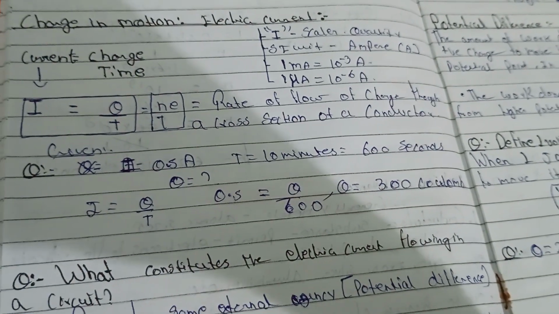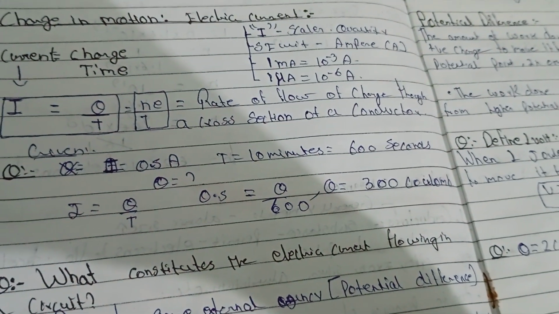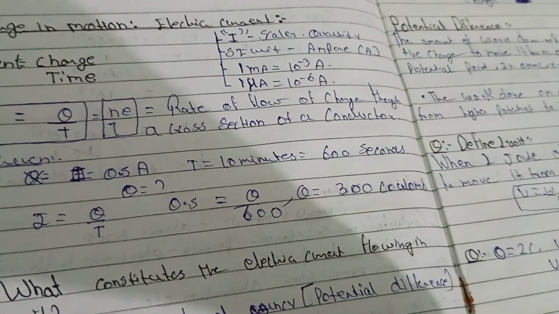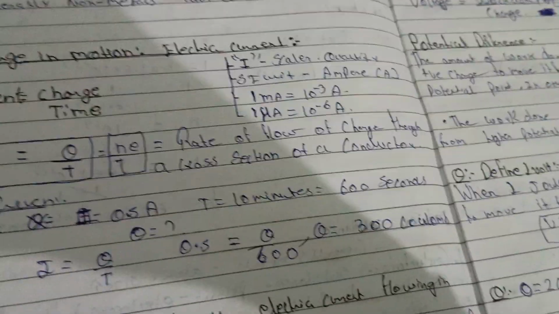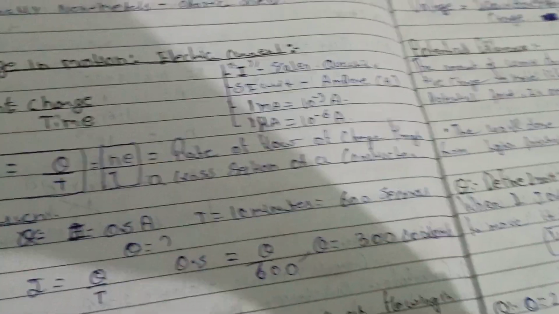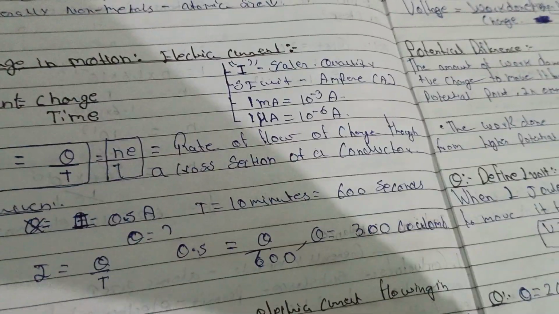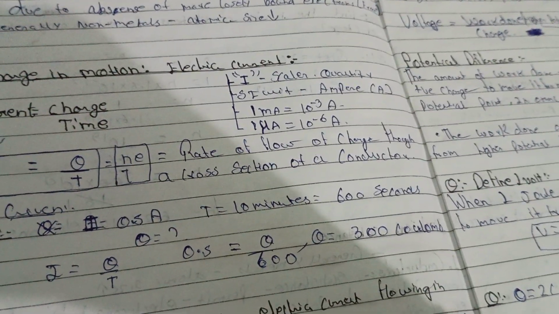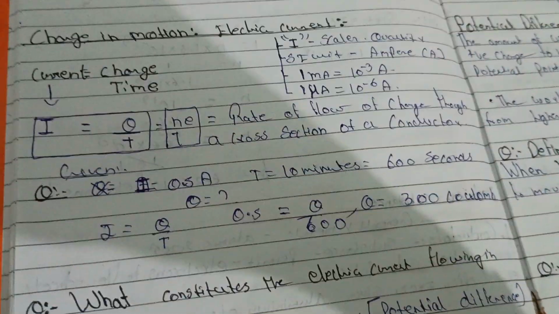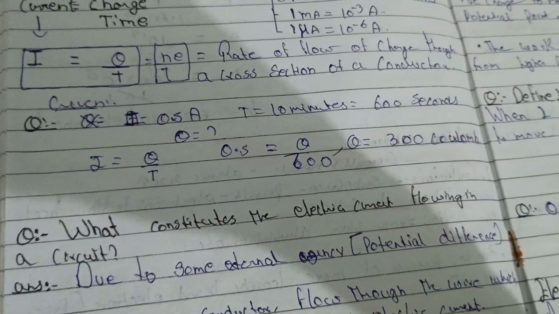I is equal to Q by T, and NE upon T is equal to the rate of flow of charge through a cross section of a conductor. Cross section doesn't mean a very complex thing. It is when we cut the wire and look at the section of the wire, then we study it. And this is a numerical.